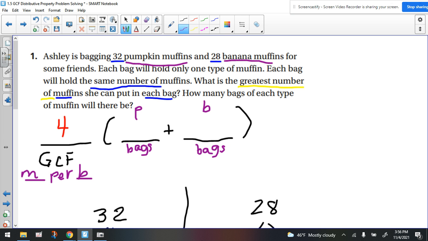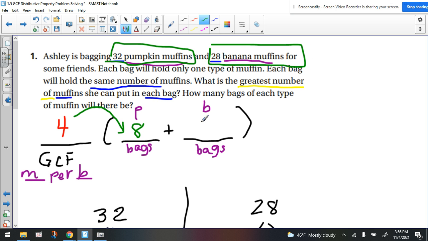The next step is to figure out 4 times what would give us this 32 pumpkin muffins. And the answer to that question is 8, right? 4 times 8 would give us this number. 4 times what would give us 28? Wouldn't that be 7? Now here's the part that a lot of people mess up. The reason why you have to label everything is because that's going to help you distinguish which number applies to what muffin.